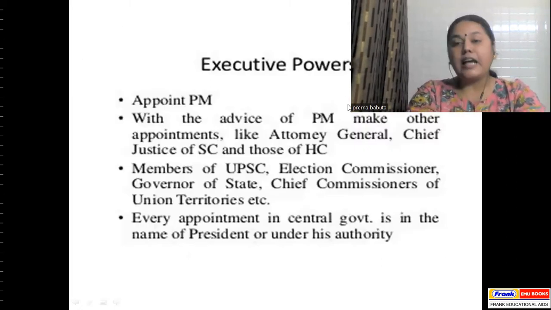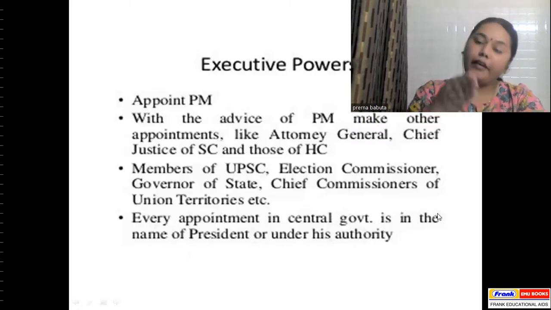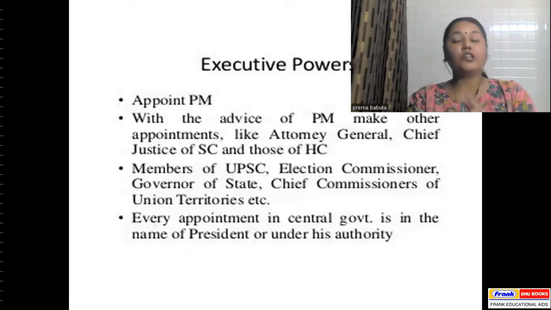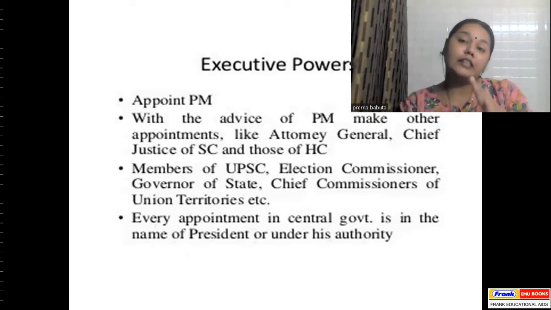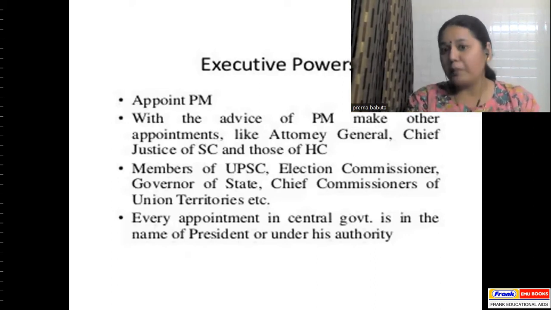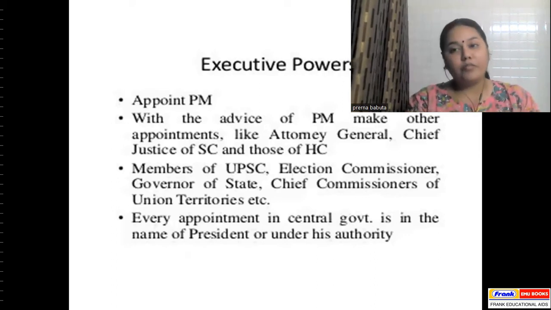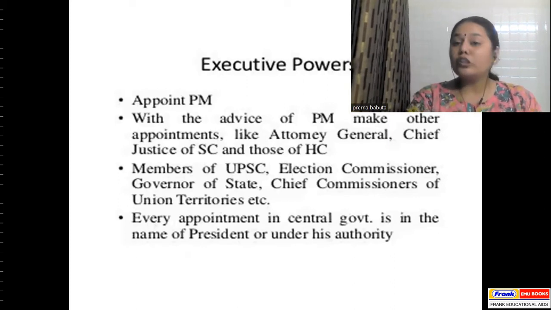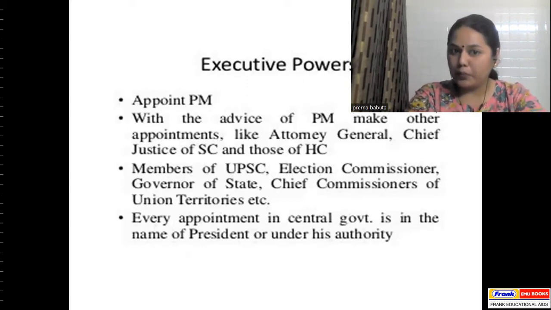Now, the president has a certain set of powers which we have divided into different categories. You remember in the previous class, we studied the different categories of powers that the legislature has. So we talked about legislative powers, financial powers, executive powers, judicial powers. The same is the case with the president as well. So first, he or she appoints the prime minister.